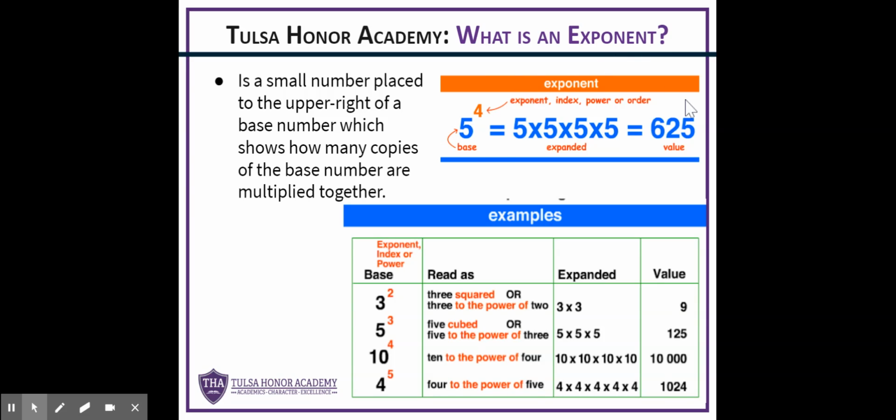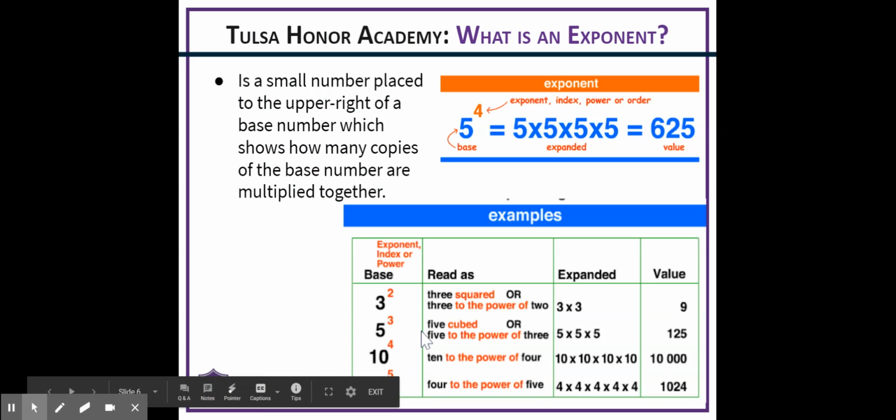So this is an example of what our base and our exponent would look like. 5 to the 4th essentially just means 5 times 5 times 5 times 5, and that equals 625. Here are some other examples. If anything is to the second power, we would just call it squared. For example, this one is 3 squared. If anything is to the third, it is cubed. And to say 10 to the 4th, you could say 10 to the 4th or 10 to the power of 4. And this is what it would look like in their values, and so on.